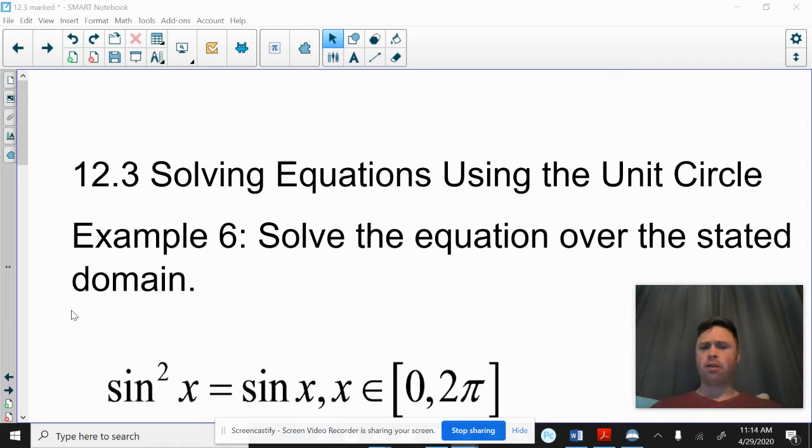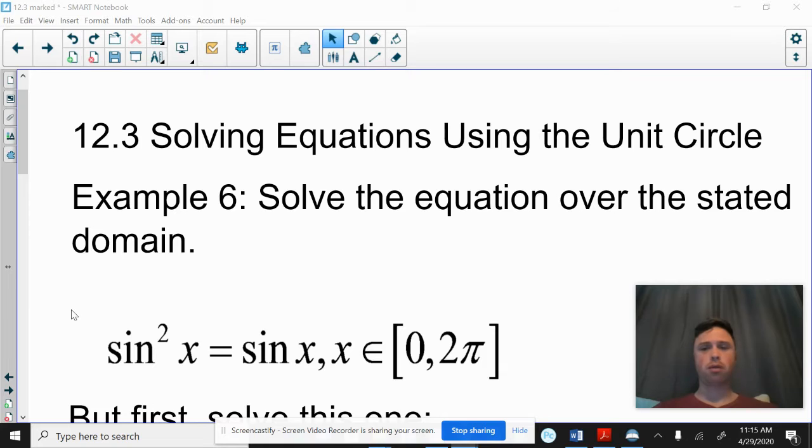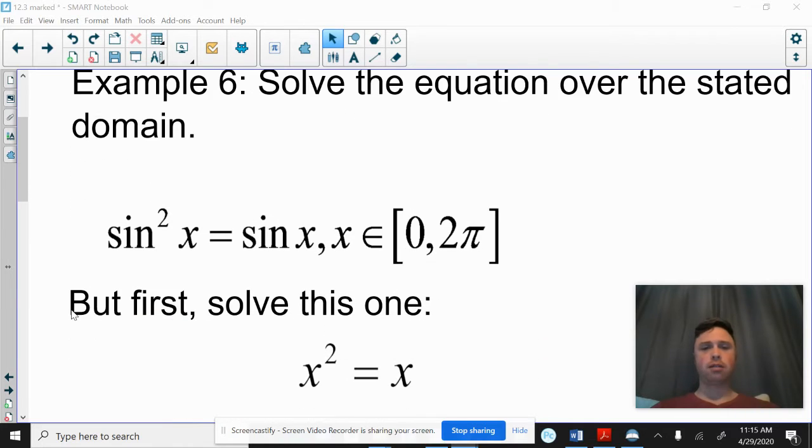Now, there are two approaches that it might make sense to use here. And so to understand what those two approaches are and why one is good and one is risky, I want us to consider a simpler example first. So before we get to this equation, let's pause this one and think about this simpler equation. x squared is equal to x.